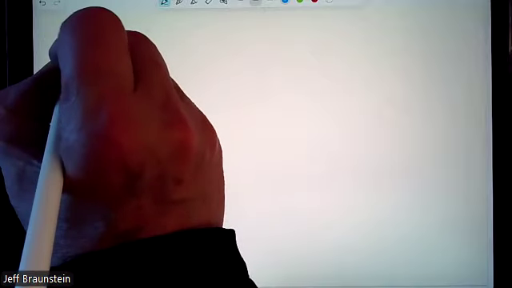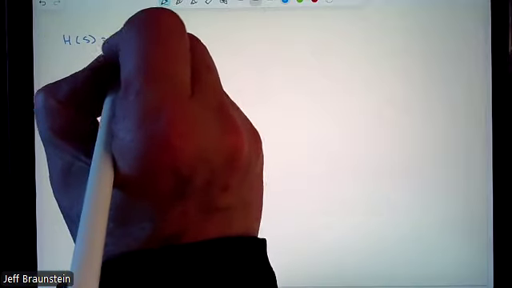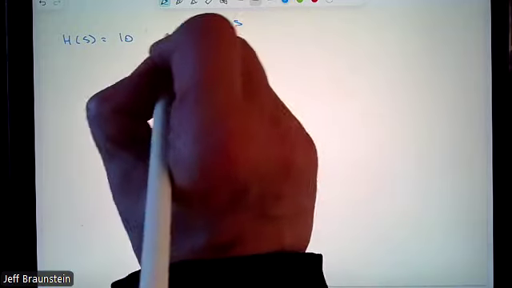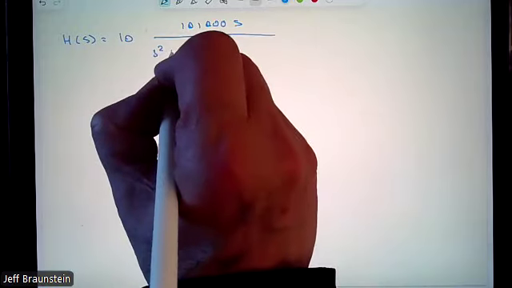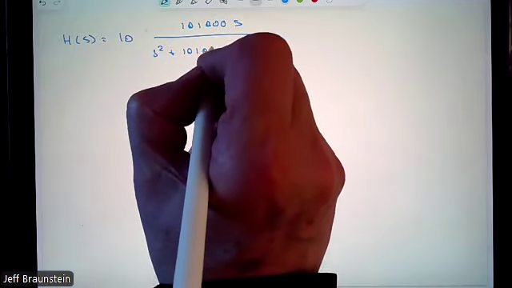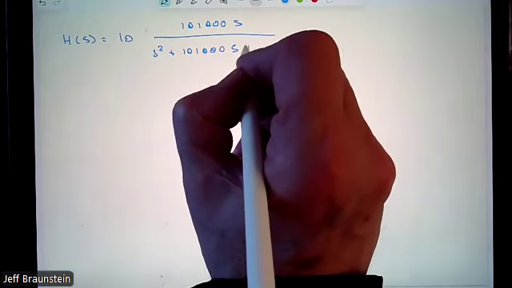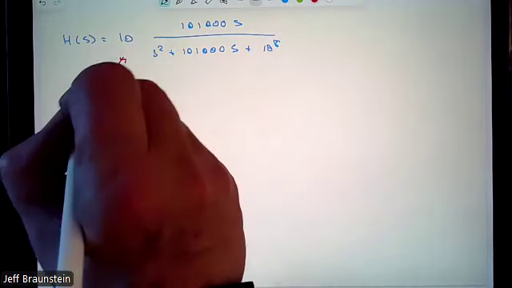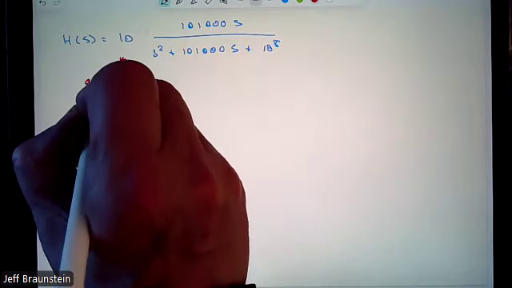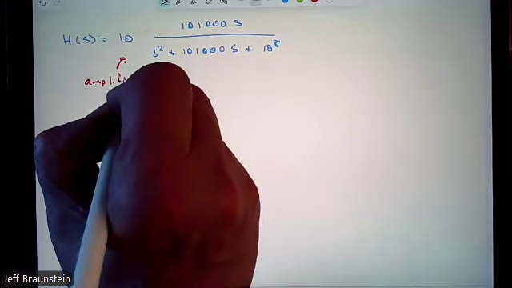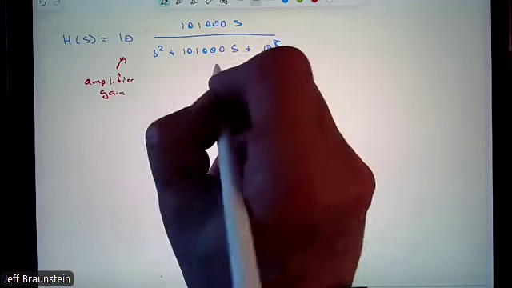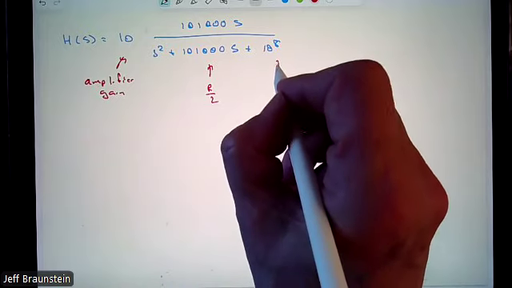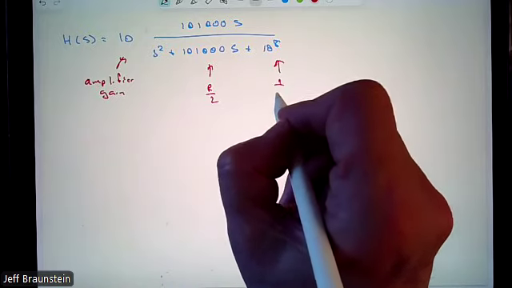Our transfer function, H(s). There's our gain, 101,000 s. Just to write it out again, s squared plus 101,000 s plus 10 to the 8th. Well, here's our gain, amplifier gain. Here's our R over L. And here's our 1 over LC.